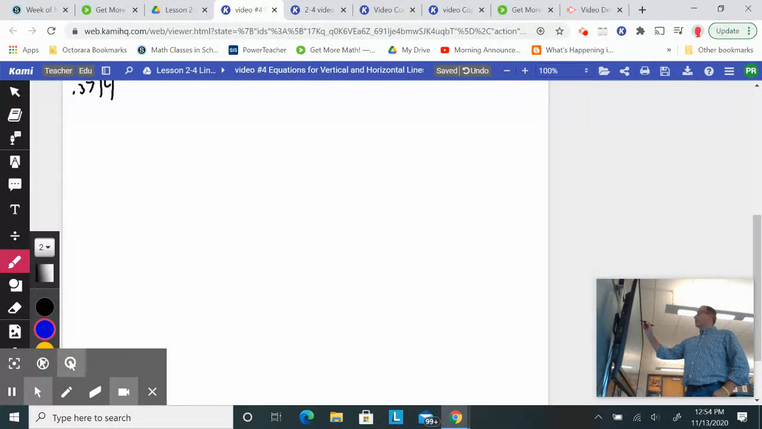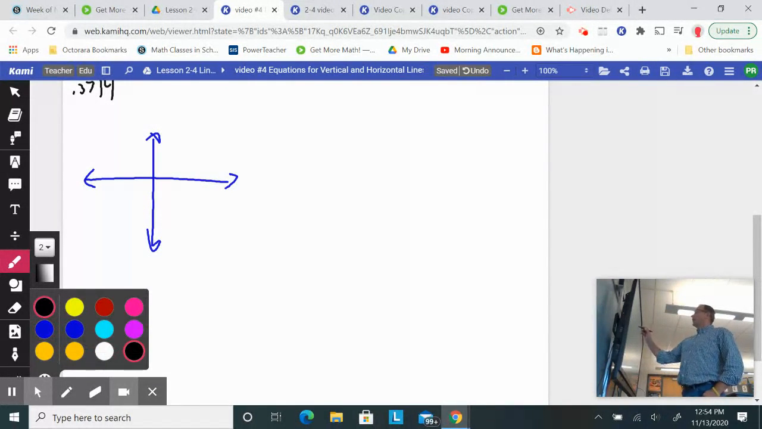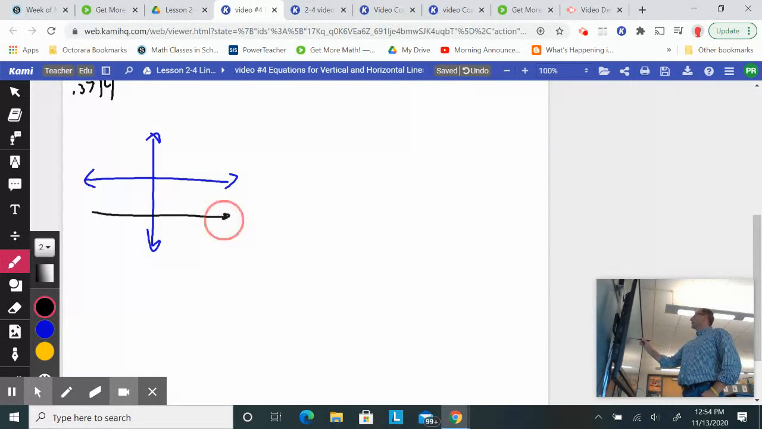So let's try this again. If you have a coordinate plane, x-axis, y-axis, and you have a line that's horizontal, and it goes like this, and the y-intercept, you ready? The y-intercept is 0, negative 6, and that's a horizontal line. What will be the equation for that line? You got it. Y equals negative 6. That's it. That's the equation for the line right there.